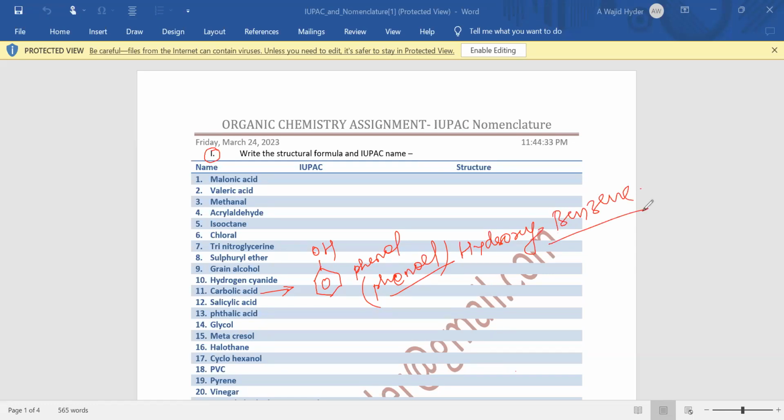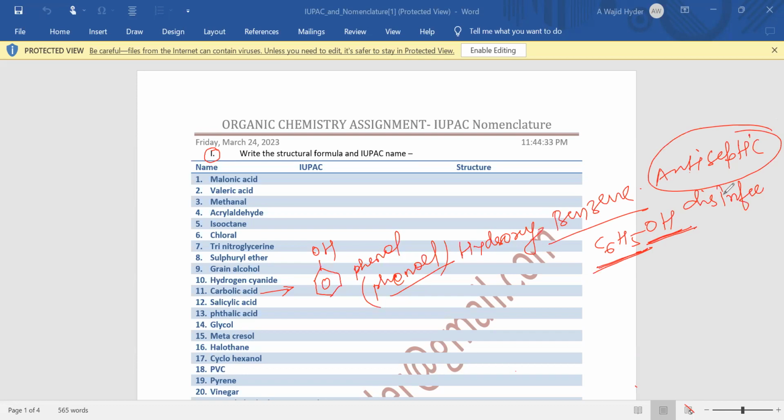See, what is its formula? C6H5OH. What is this? Phenyl. And what is this? OH. So phenyl plus OH is phenol. That is carbolic acid. It is an antiseptic. Actually, it is not an antiseptic, it is a disinfectant. Do you know what the difference is between antiseptic and disinfectant?